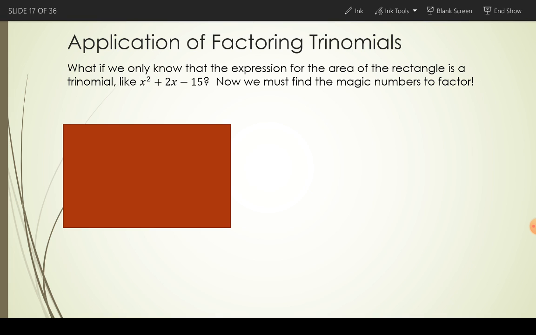So I know that the area here is supposed to be x squared plus 2x minus 15. And I want to find out the side lengths of this rectangle. Well, because I don't have 4 terms, I can't group them right away. What I have to do first is find the magic numbers. So I have to identify A, B, and C first.